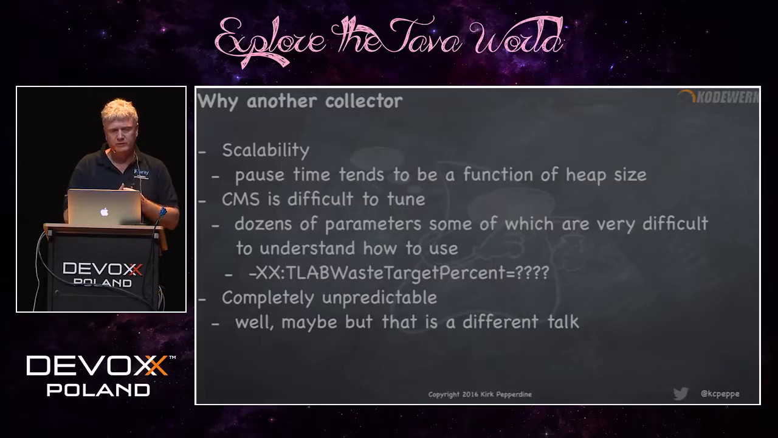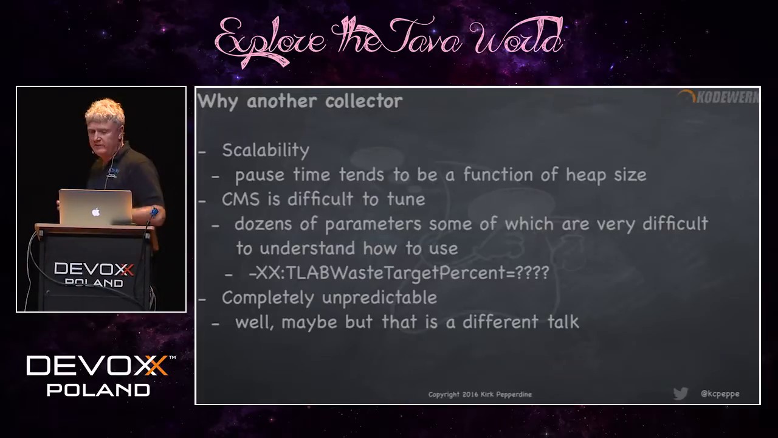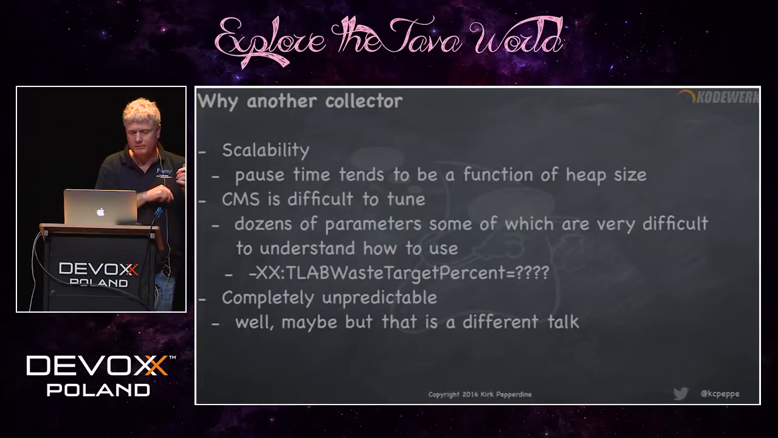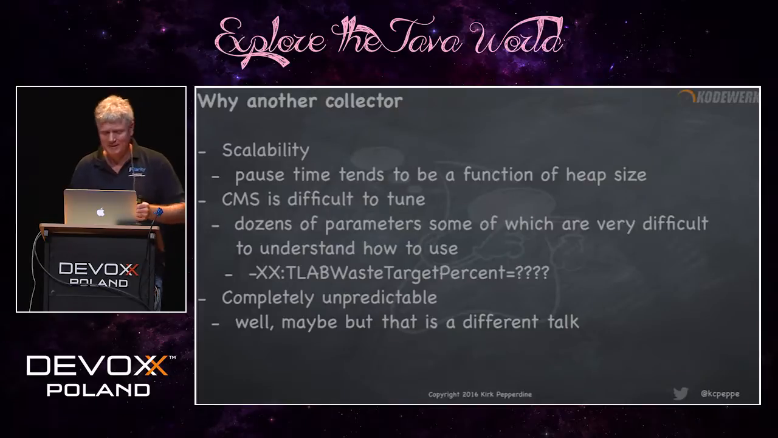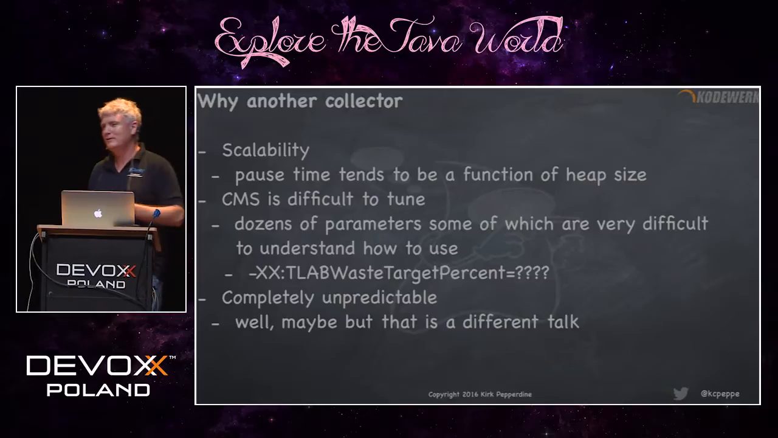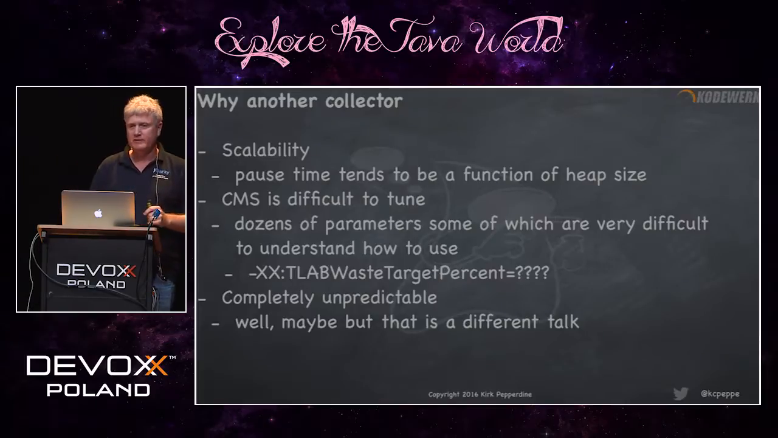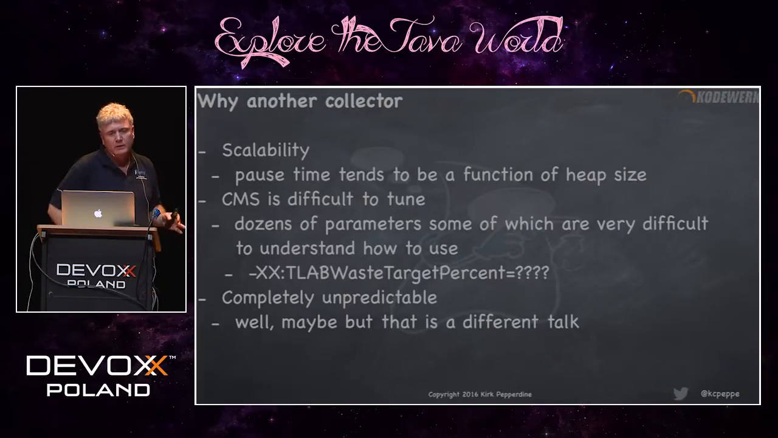And there are other issues, like the CMS collector was fairly difficult to tune. It comes with a lot of what I call esoteric command line parameters, like this one here, TLAB waste per target percent. Does anyone know what that is? Right, exactly. We have chuckling in the front. Whatever that is, I'm sure somebody on Stack Overflow has said you should set this to some particular value, and then somebody's gone off and done that, and who knows what happens after that.